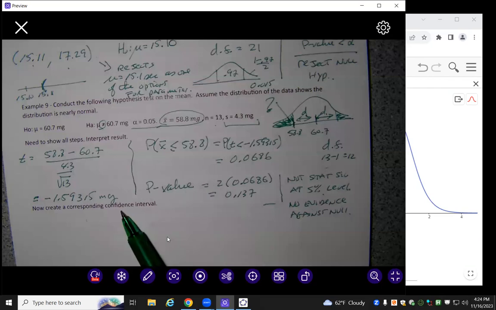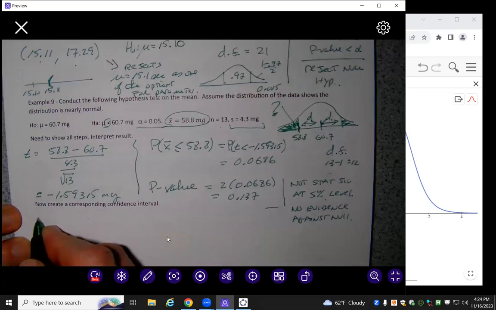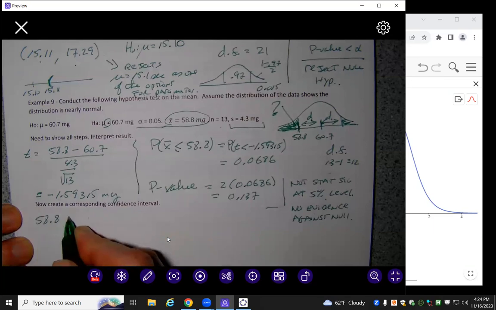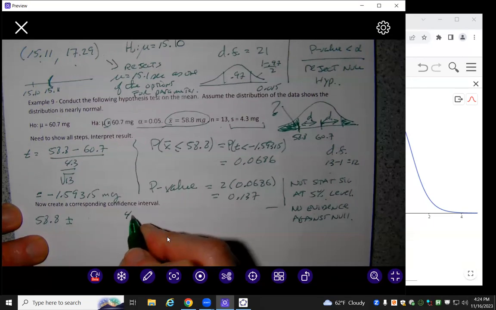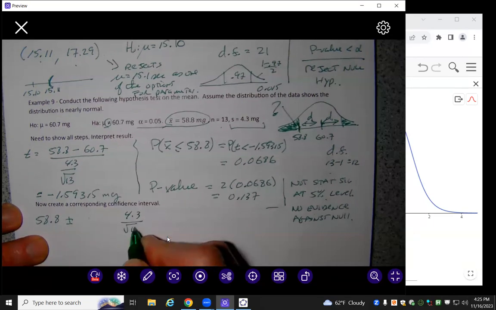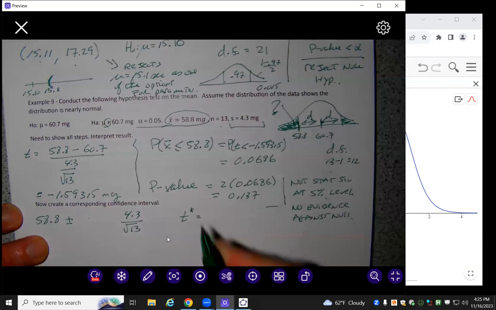A confidence interval does not tell you what the parameter is. What it does do is tell you, hey, here are a bunch of choices for the parameter. It's one of those, and that's all we get. So this one gives you a range of possibilities for the parameter. So again, using the formula, it's going to be my point estimate, 58.8, plus or minus 4.3 over the square root of 13. And now I've got to find the t critical. So what the heck is t critical?